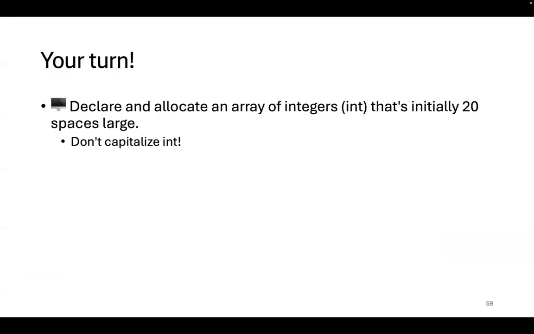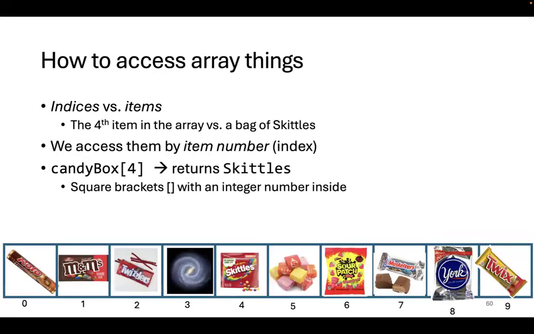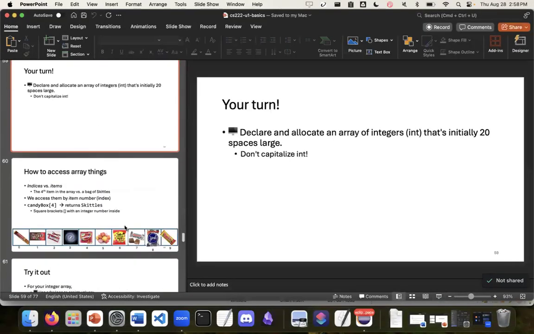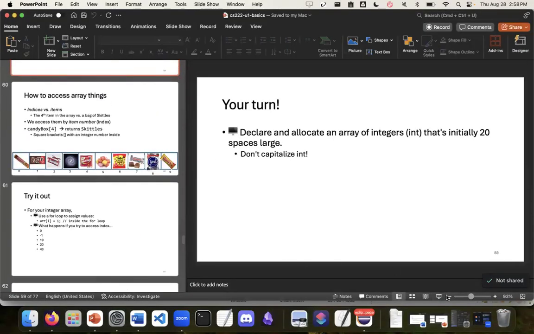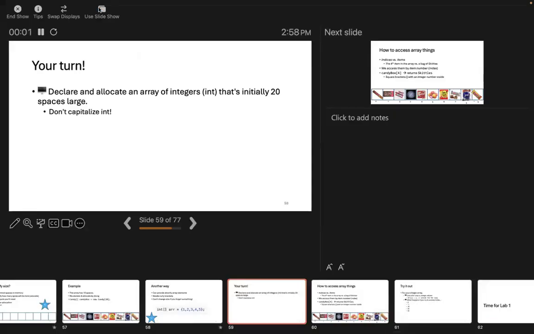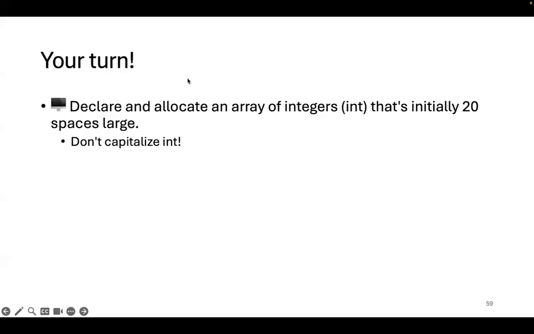Okay, so let's see, how much time do we have? Okay, we're doing good. So work with your neighbor and figure out how to declare and allocate an array of integers that's initially 20 spaces large. Go for it.